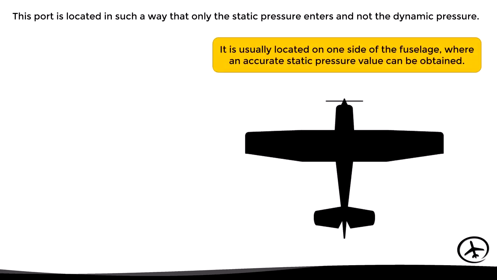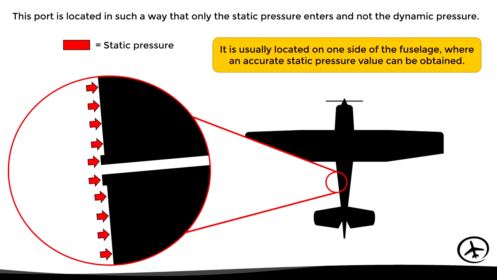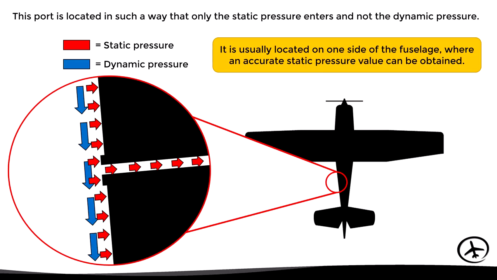Normally, this port is located on one side of the fuselage where a precise pressure value can be obtained. As we know, the static pressure is exerted in all directions, while the dynamic pressure is exerted only in the opposite direction to the plane's path. With this design, we can see that in the static port only enters the static pressure and not the dynamic, thus obtaining an adequate measurement.